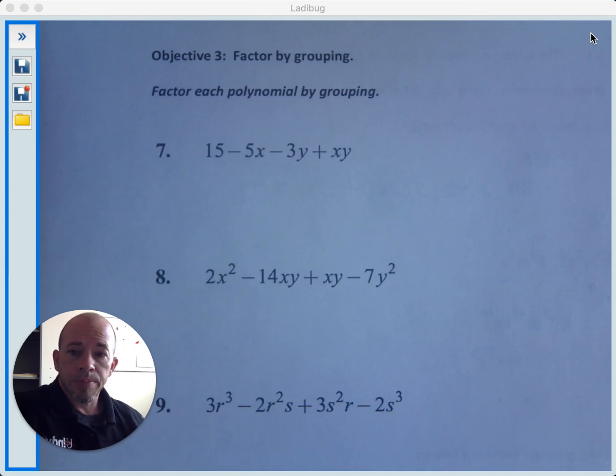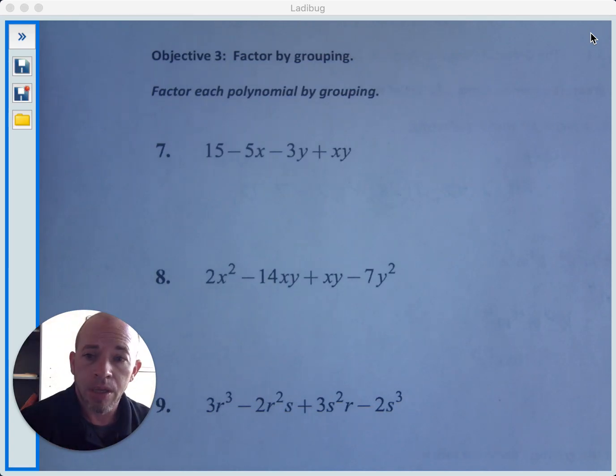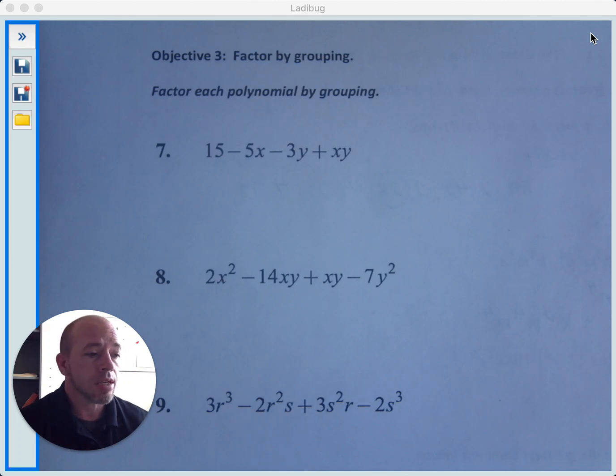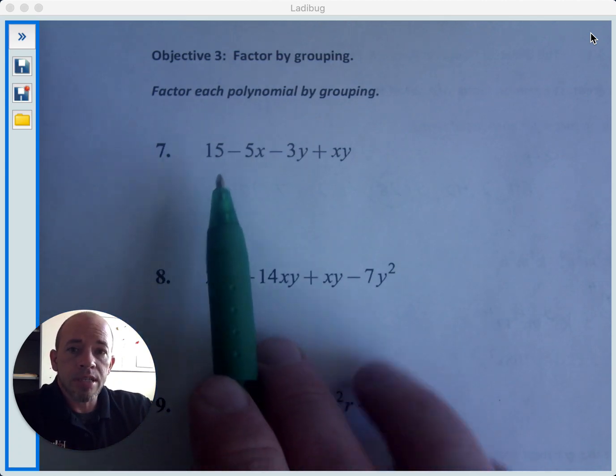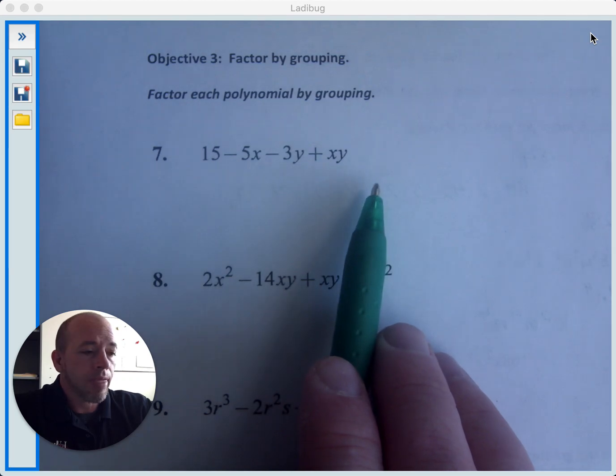All right, well, so we are on page 2 of the section 5.1 notes, and the last objective we have in this section is to factor by grouping. So factoring by grouping means usually there are 4 terms, and we try to pair them up so that we can factor something out of both pairs. So number 7 is a good example here. So we notice there are 4 terms.